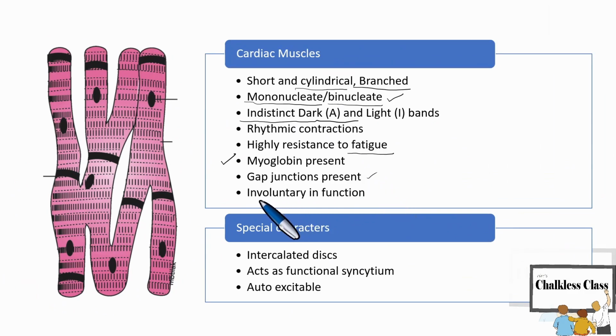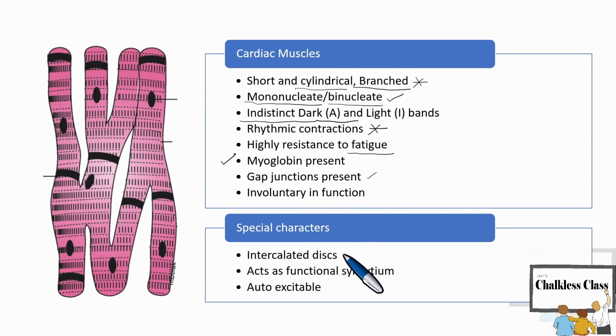Like a smooth muscle, these are involuntary in function. So when we see the similarity with the smooth muscle, involuntary and gap junctions are present and a single nucleus. And when we compare with the skeletal muscle, these are cylindrical, dark and light bands are present, myoglobin is present. And what are the unique characters of these? The branching is one of the unique characters, and next one, rhythmic contractions is also a unique character.